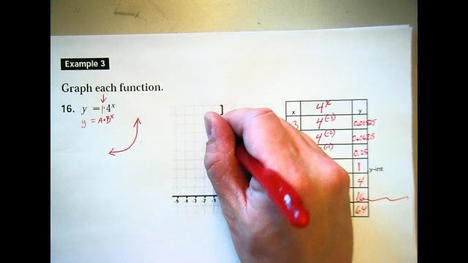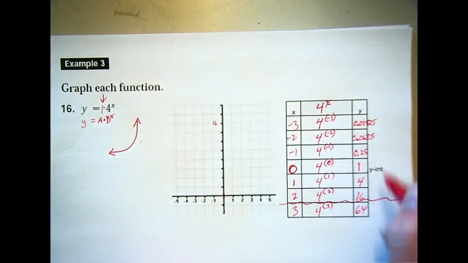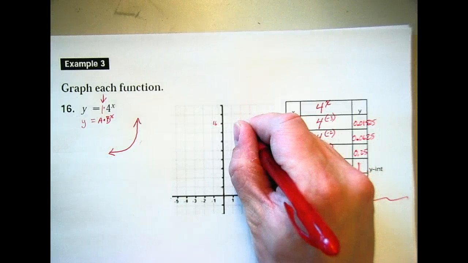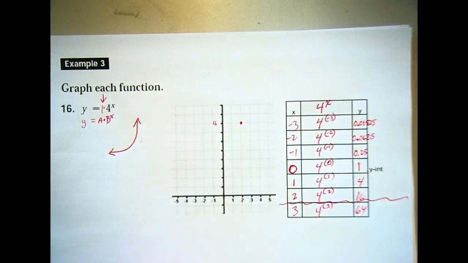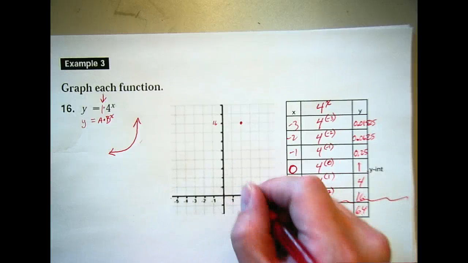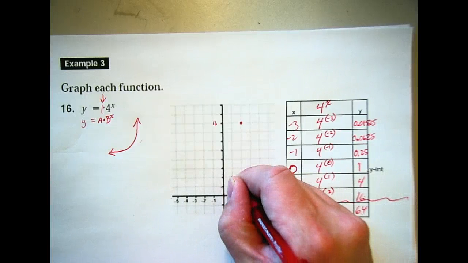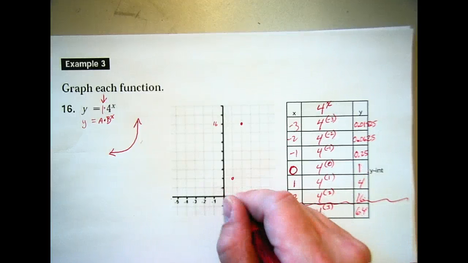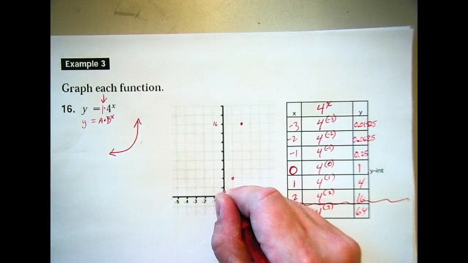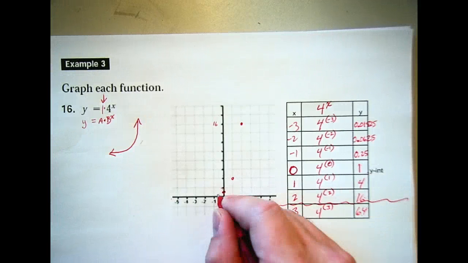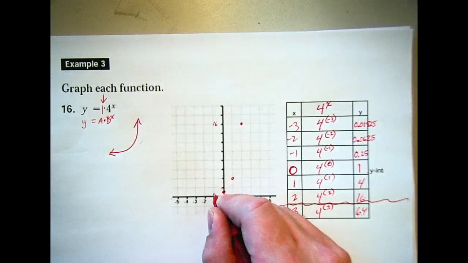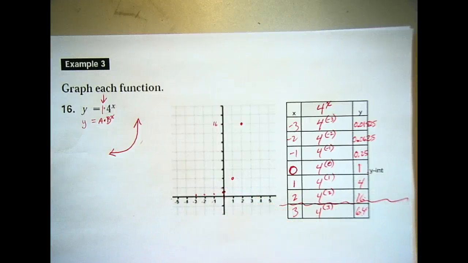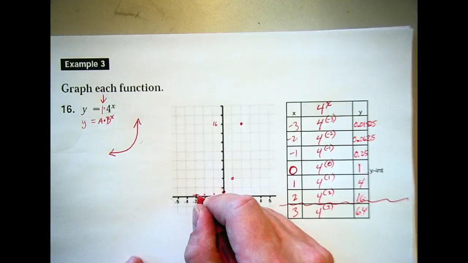Okay, so I'm going to graph these. That's 2, 16. 1, 4. 0, 1. And then I have all these small ones here, ones that I can't even get, they're getting really, really close to 0, but they never get there. What you want to see is this curve right here.